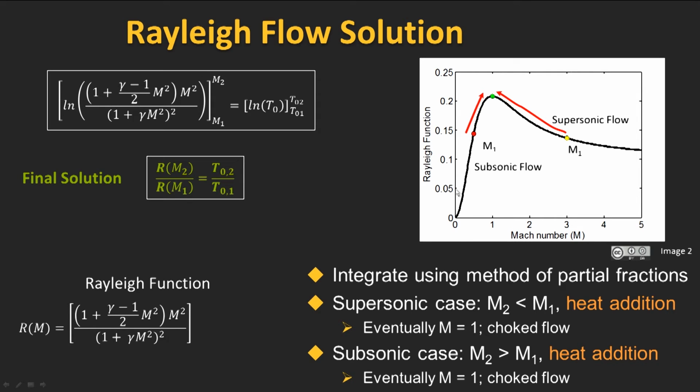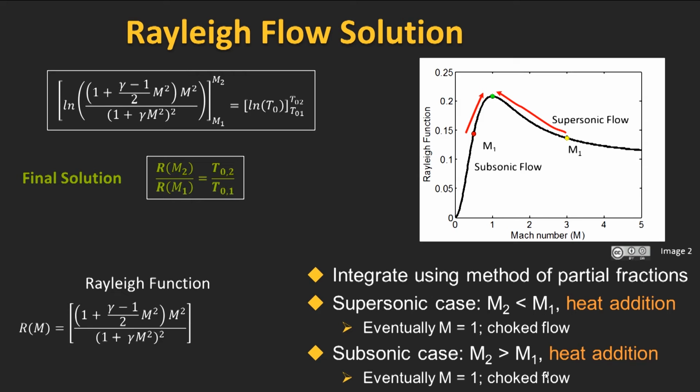So, surprisingly, the case of heat addition also yields us the same results as the case with friction. That is, when you add heat to the flow, whether you're supersonic or subsonic, eventually the flow will reach Mach 1 and choke. In the case of supersonic flow, the flow was decelerated from the supersonic Mach number M1 eventually to the Mach 1 here. And in the case of subsonic flow, we started with subsonic M1, which then choked, reaching M equals 1.